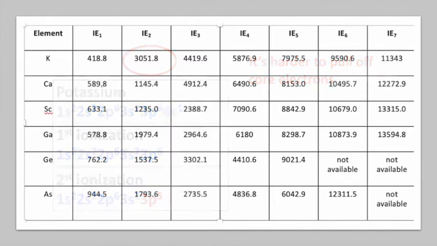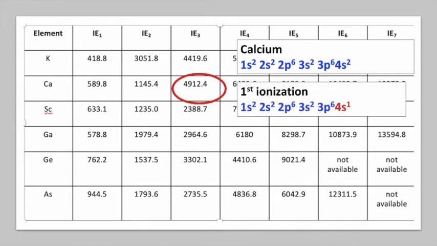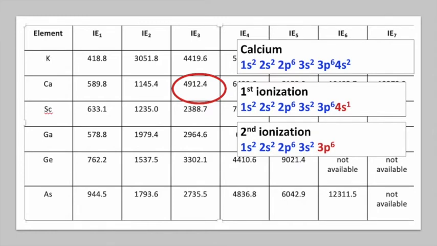Now, let's look at calcium. We'll write out the electron configuration: 1s2, 2s2, 2p6, 3s2, 3p6, and 4s2. Now, the first ionization energy is 589.8 kilojoules per mole. And if we pull off an electron, we have a 4s1 in our valence shell. Now, the second ionization energy, 1145, is bigger. It's about twice as big as the first one, but it's not a huge jump because it's not terribly difficult to pull off that other 4s electron.